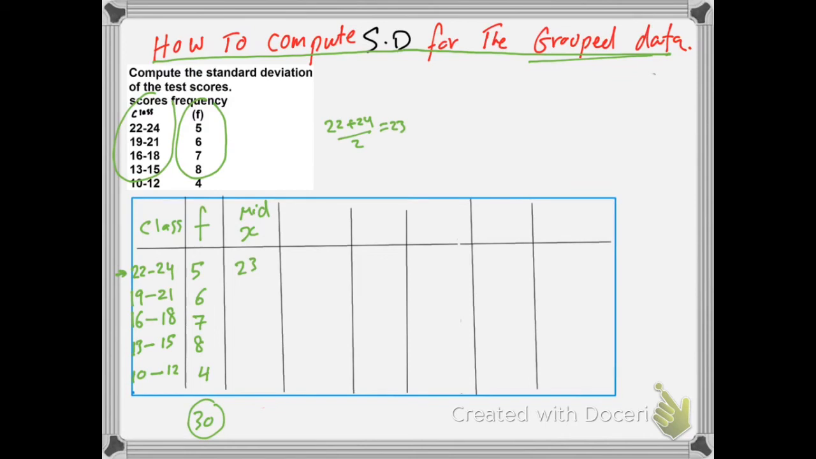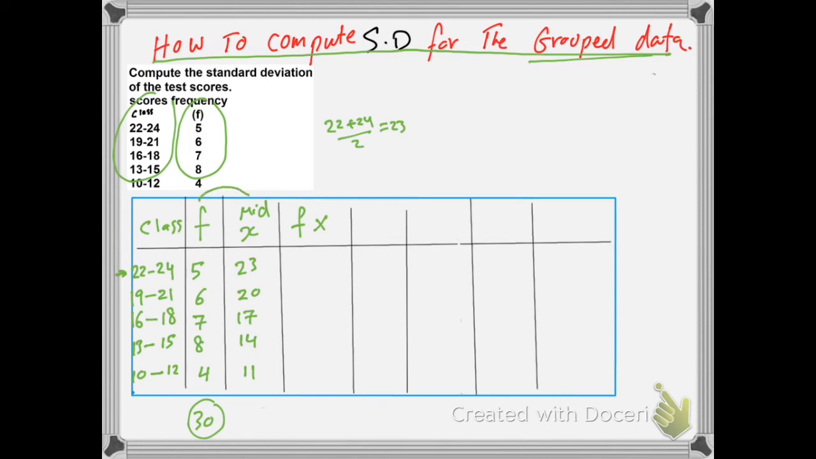For the second interval 19 and 21, it will become just 20. For the third interval 16 to 18, it will become 17. And from 13 to 15, it will become 14. And from 10 up to 12, it will become 11. Good. After that, as usual, I'll multiply the frequency with x.